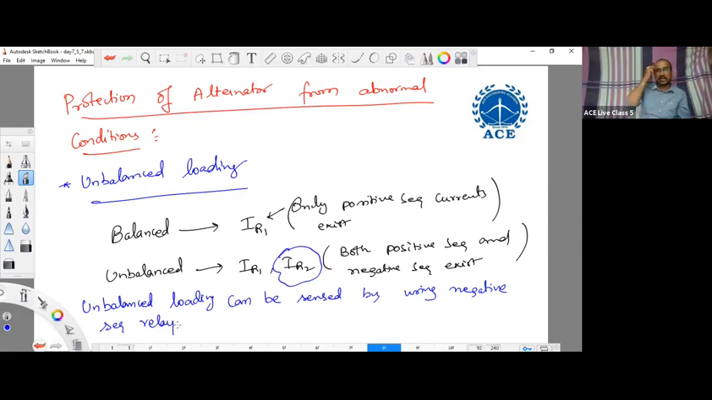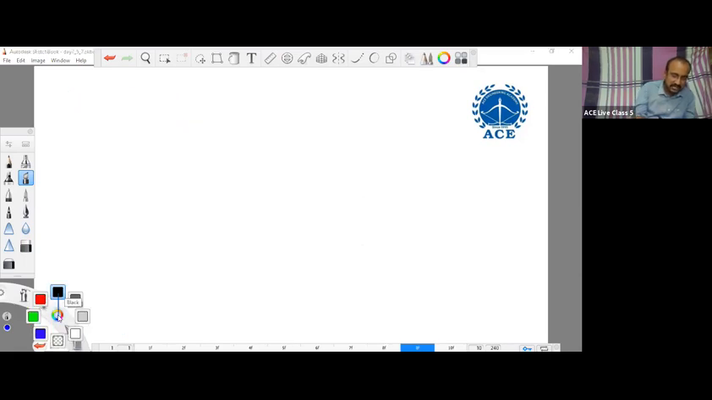So unbalanced loading can be sensed by what? Using a negative sequence relay, because in an unbalanced condition only negative sequence currents come into the picture. Okay. Now how do you construct this negative sequence relay?